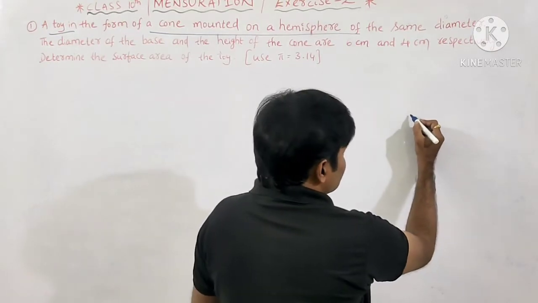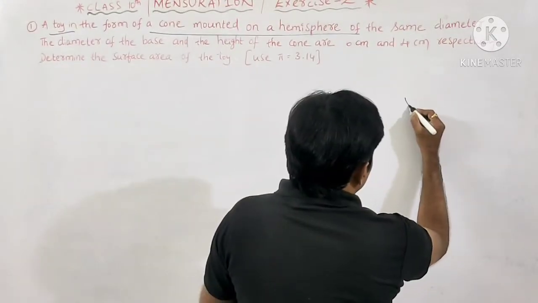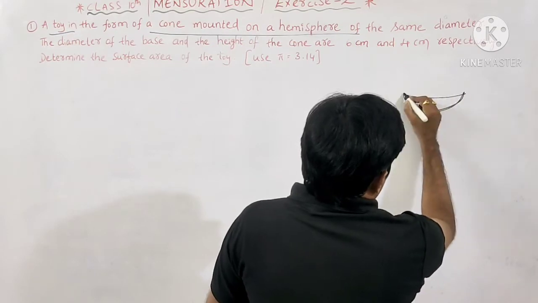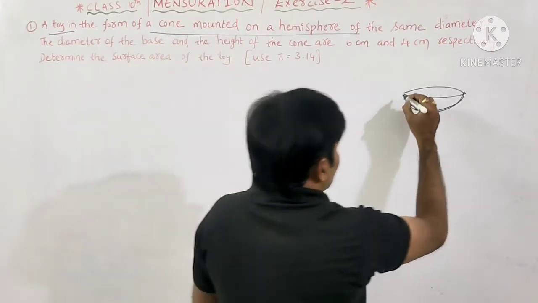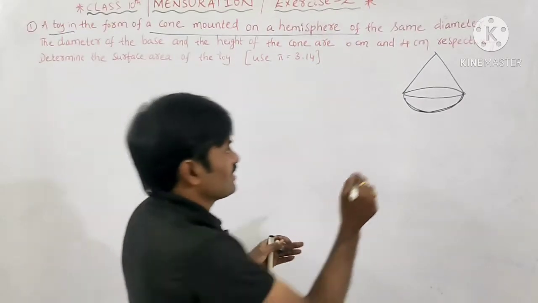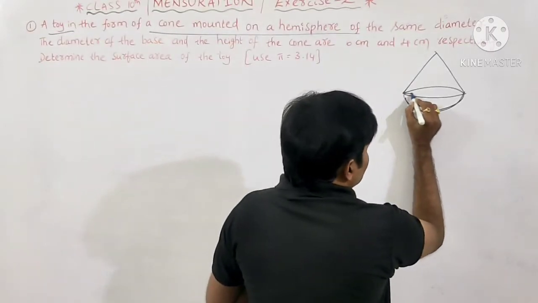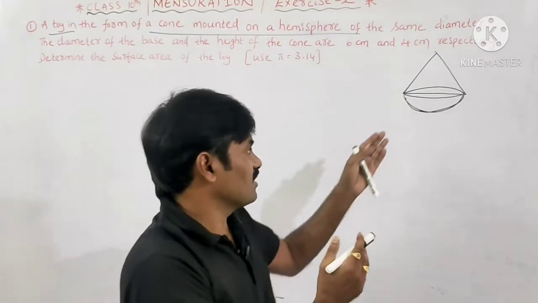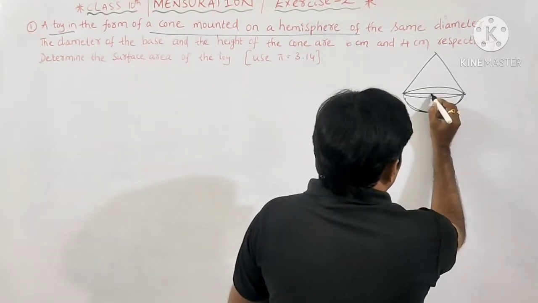Hemisphere means it will be like this. See, suppose this is the hemisphere, and the cone is mounted on this hemisphere, like this. So the toy is like this. This is the cone and this is the hemisphere. Both have the same diameter. That means the diameter of the base of the cone as well as the diameter of the hemisphere, both are the same. Okay, clear.